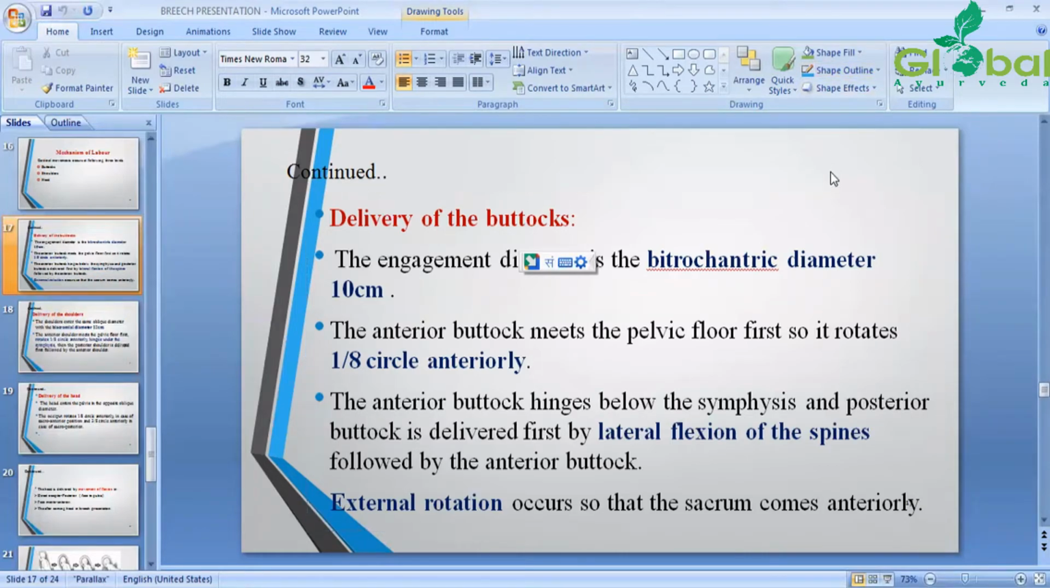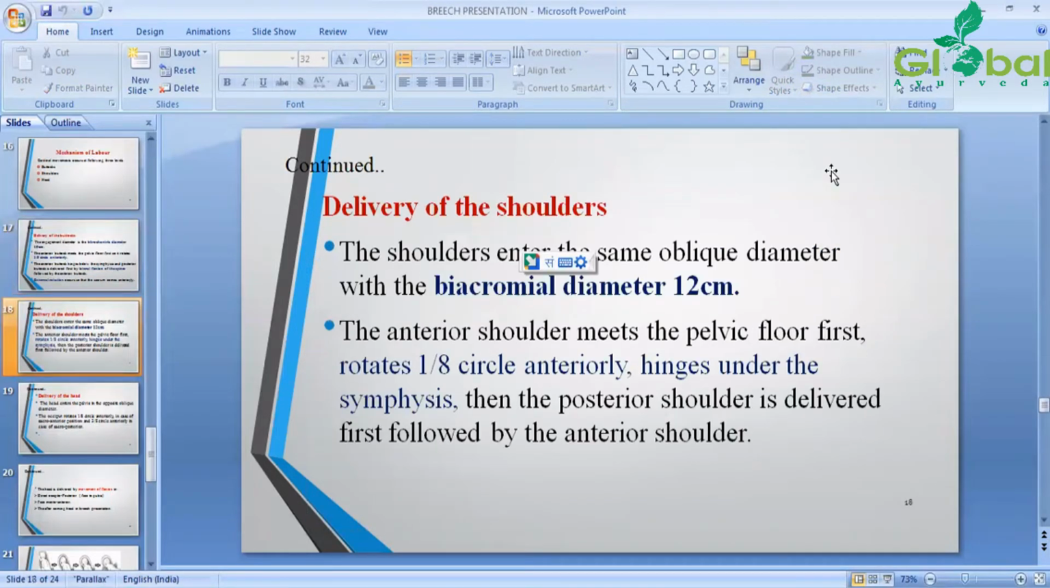Then next is delivery of the shoulder. For the shoulder, the engaging diameter will be the biacromial diameter, which is 12 centimeters. First of all, the anterior shoulder meets the pelvic floor, rotates 1/8 of a circle anteriorly, then it hinges under the symphysis pubis. Then the posterior shoulder is delivered first, followed by the anterior shoulder.